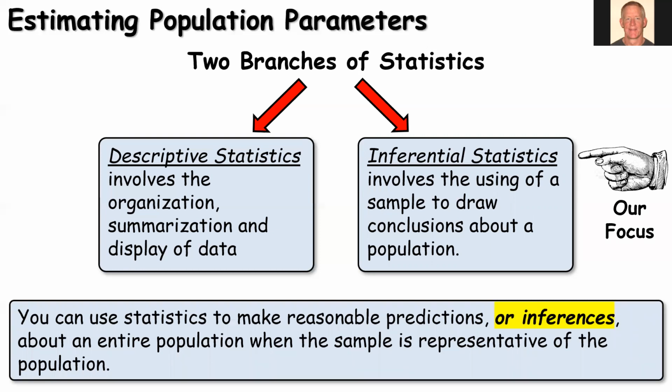So here's another way to say it. We can use statistics to make reasonable predictions or inferences. So that's how we're going to think of this word inference, is to make a reasonable prediction about an entire population when the sample is representative of the population.